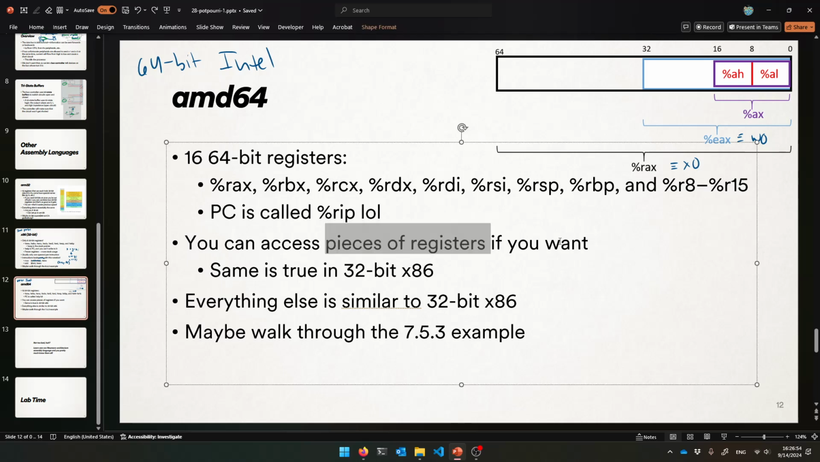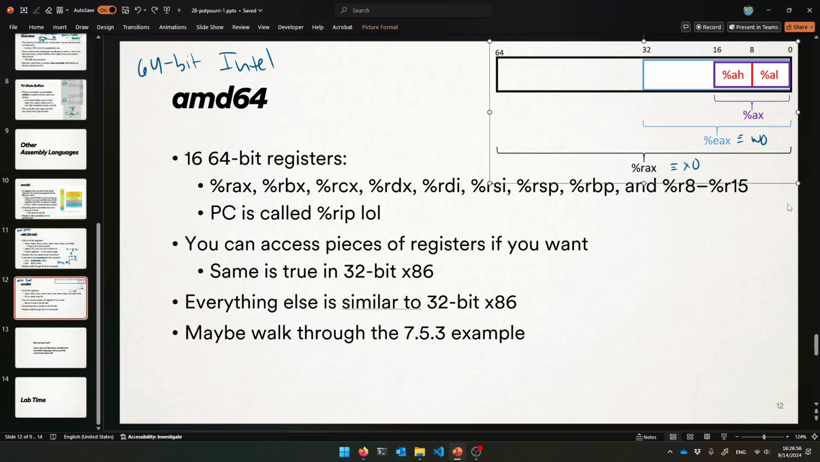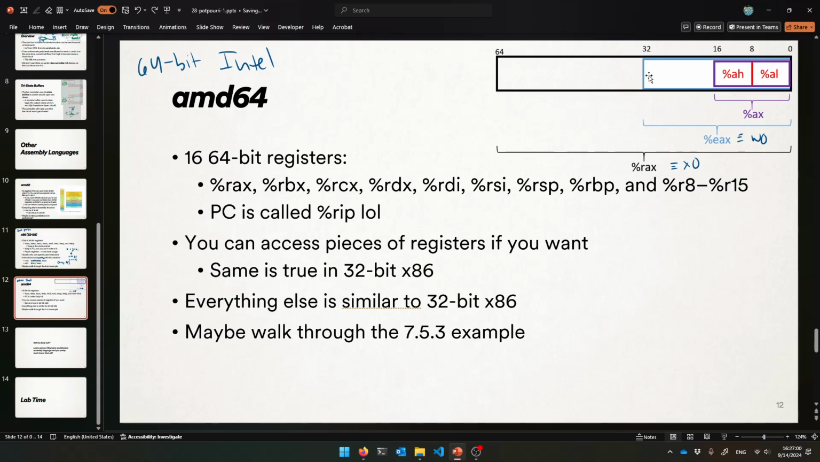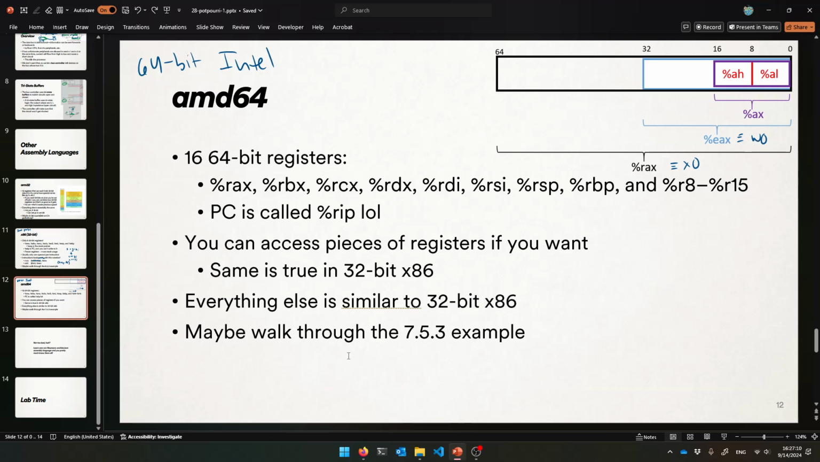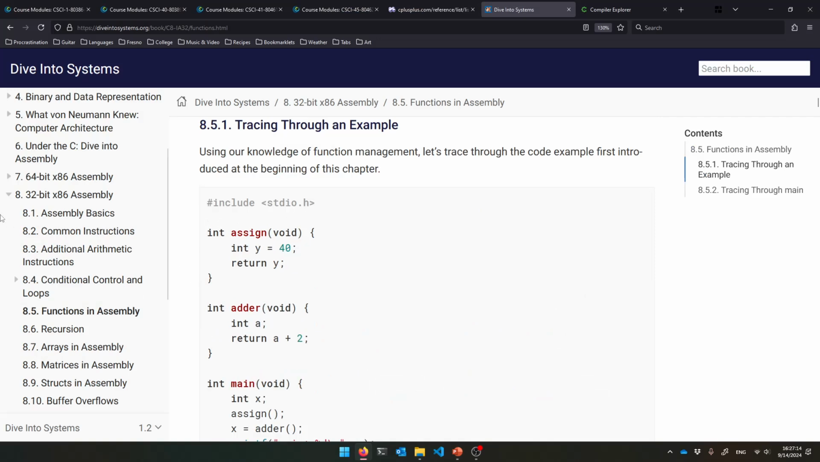And yeah, you can still access those pieces of registers. You have finer granularity, you have more control because you can get at 16 bits and individual bytes as well. We just had W registers, that's as small as it got in 64-bit ARM. Pretty much everything else is similar to 32-bit x86. It's all the same. Let's go through the same example in Chapter 7. I think they have this exact same code in Chapter 7.